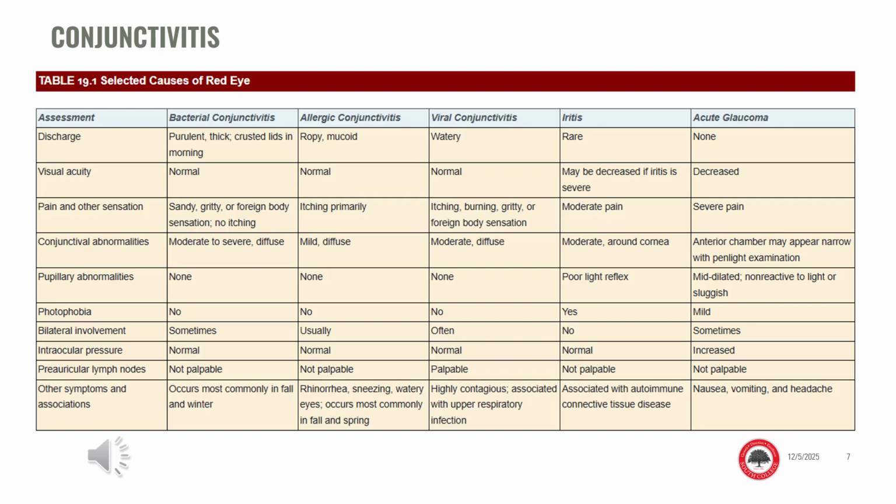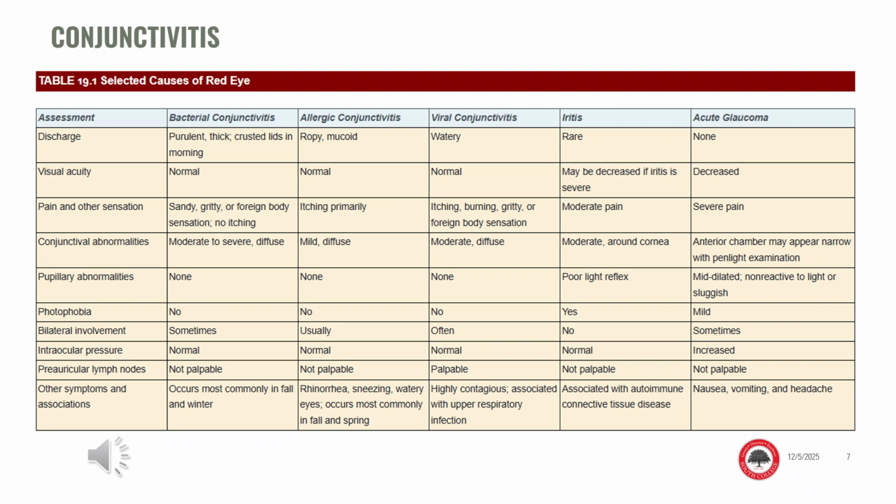Conjunctivitis is covered quite extensively in Fitzgerald Amplified, and I recommend that you review slides 13 through 15 again with the audio. Also, your textbook is pretty detailed on the various types of conjunctivitis, the differences in clinical presentation and symptoms, and also the differences in management.